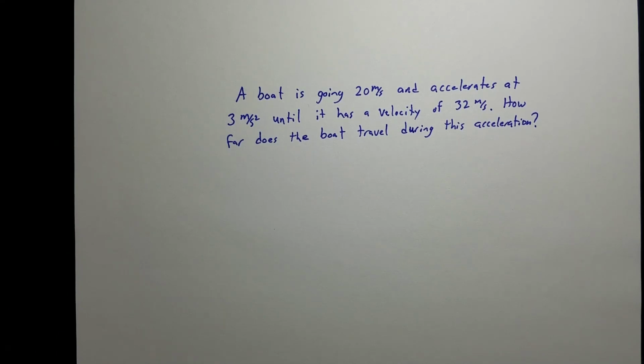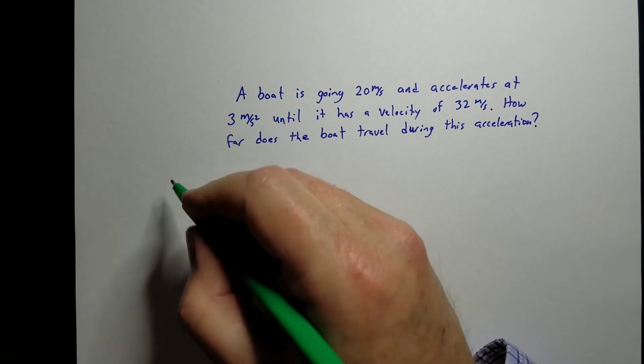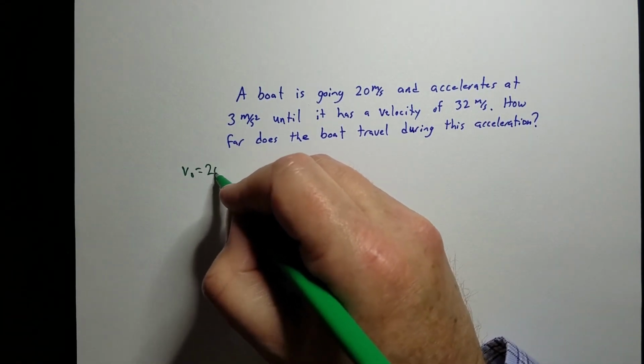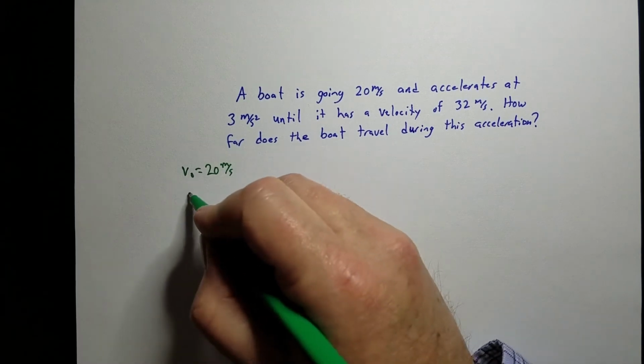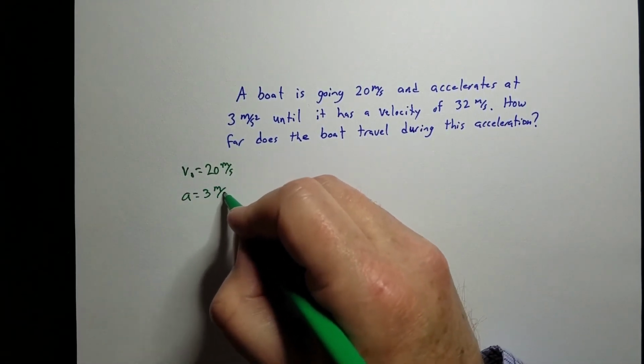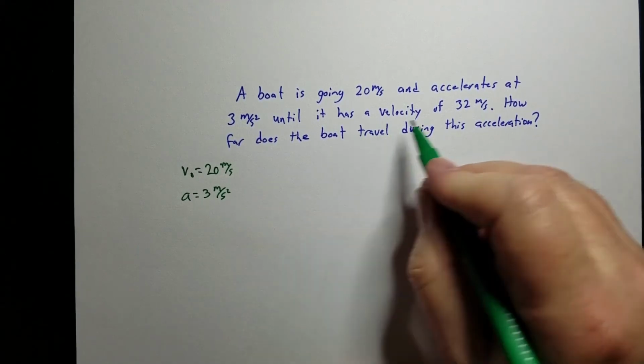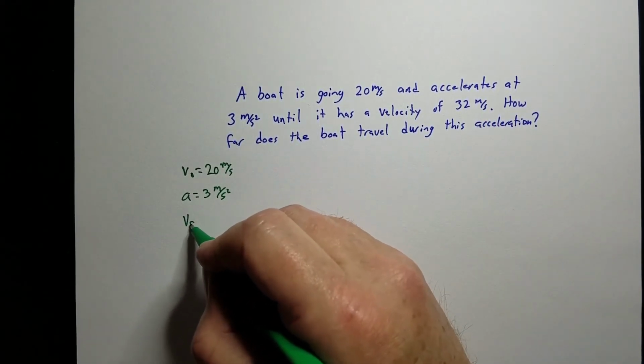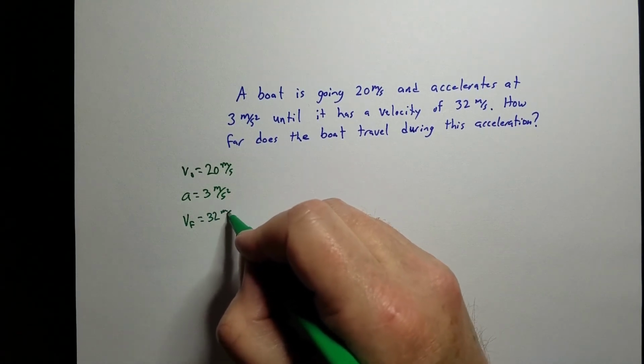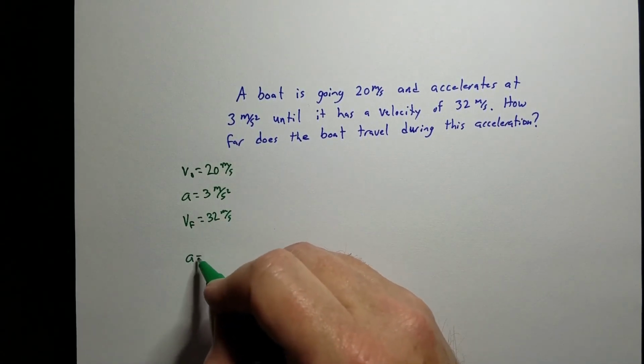Here's the first one. We've got a boat going 20 meters per second that accelerates at 3 meters per second squared until it has a velocity of 32 meters per second. How far does the boat go during this acceleration? Let's map it out. We've got an original velocity of 20 meters per second, an acceleration of 3 meters per second squared, and a final speed of 32 meters per second. And we want to know the distance.